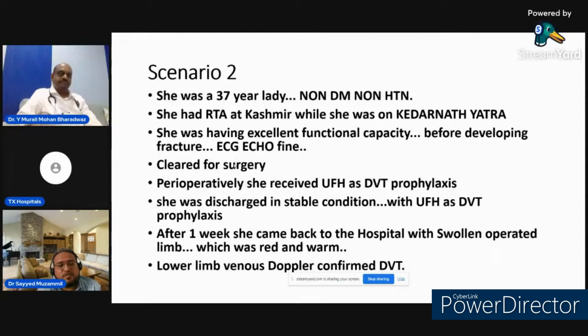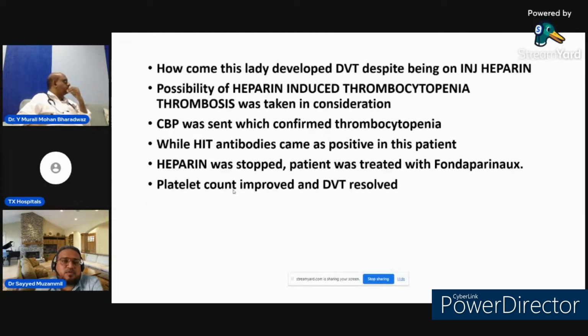After 1 week, she came back to hospital, and I got a call that this lady has a swollen operated limb, and it was red and warm. So we showed her to the surgeon, thinking there might be infection at the fracture site, but the signs of infection were not there. TLC counts were normal, CRP was normal. Lower limb venous Doppler confirmed DVT, and we were not sure why this lady on unfractionated heparin developed deep venous thrombosis.